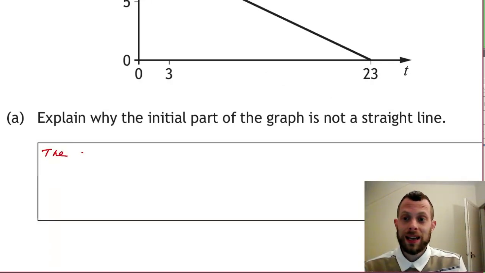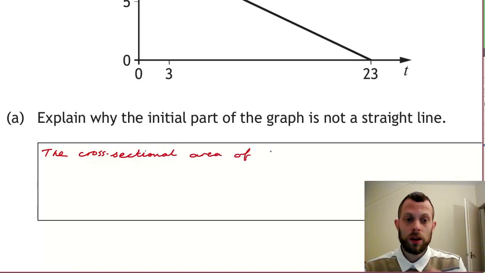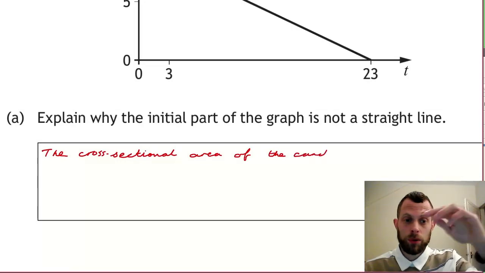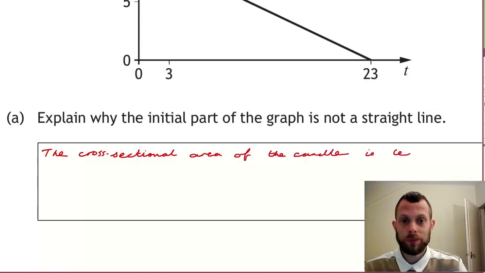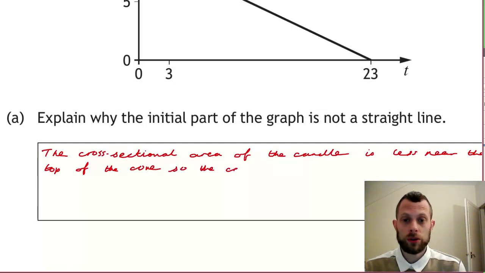Well, if we look at the candle itself, you can see that the candle is a cone at the top. So the cross section of the very tip of the cone is narrower or smaller, so it will burn through that part more quickly. But as it gets down further, the cross section widens out and it doesn't burn through that as quickly. So the height will not decrease as quickly.